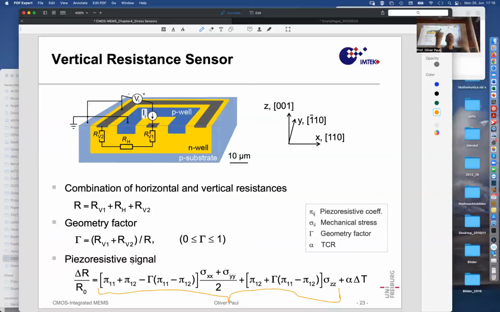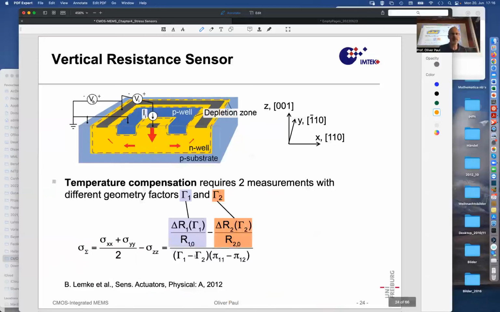And if you now take the difference of those two and assume that the alpha is the same, okay, big assumption, then you can eliminate the alpha delta T term by subtracting, and then it's amazing, then you extract a piece of information of that sensor that is a stress information that is temperature compensated for the resistive part at least, and it looks fairly decent.